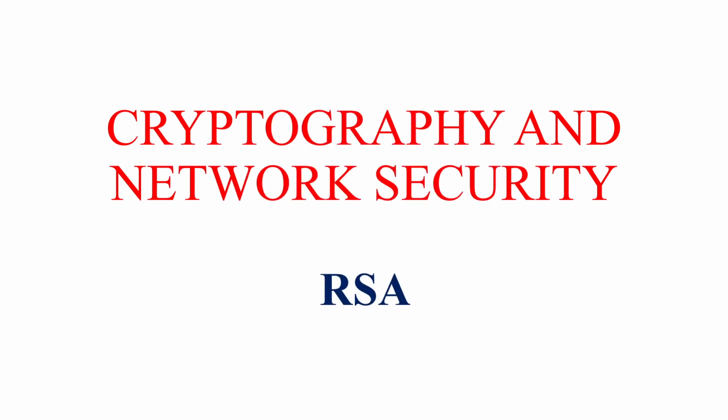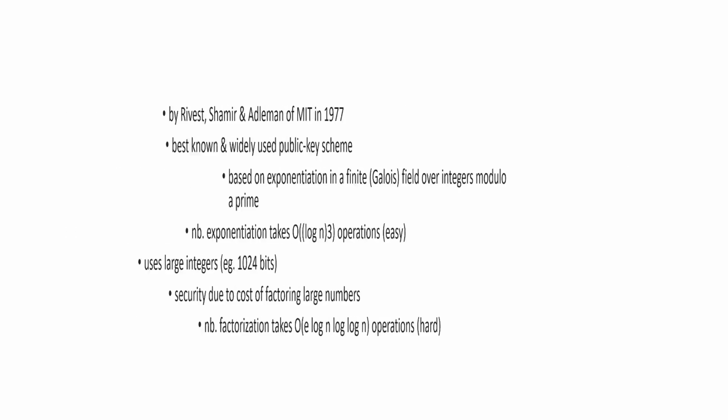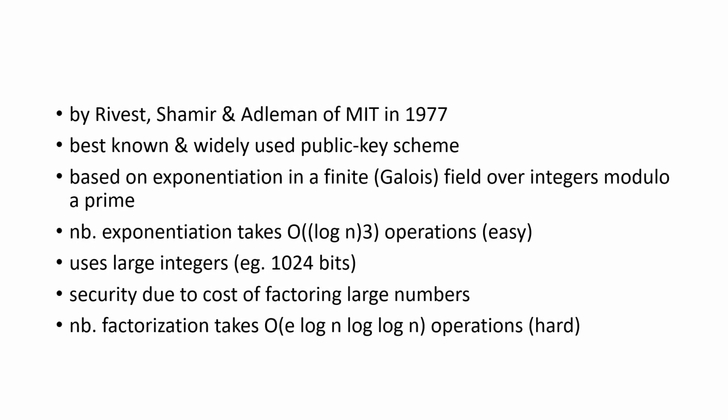Today we see the RSA algorithm. First, we see what RSA is. Who found RSA? RSA was developed by Rivest, Shamir and Adleman of MIT in 1977. It is a generally published scheme. It is used as a public key scheme.